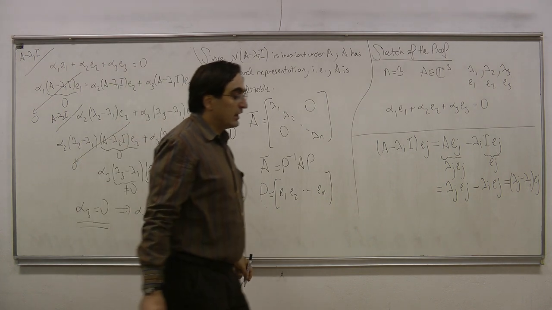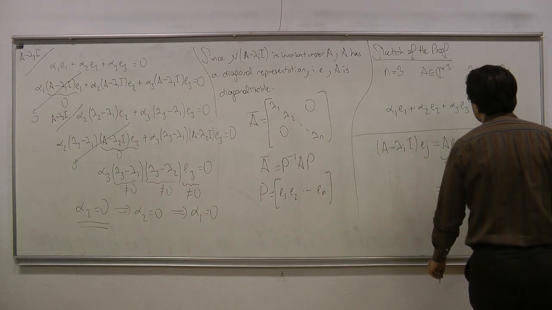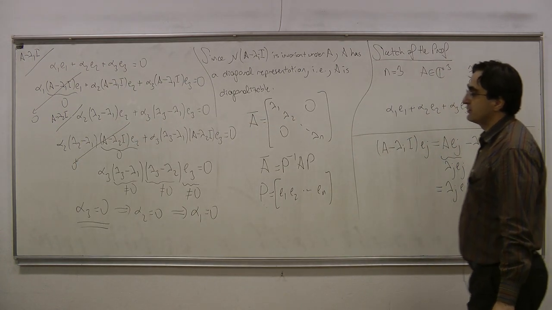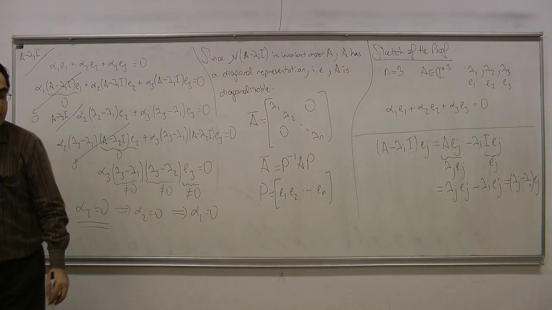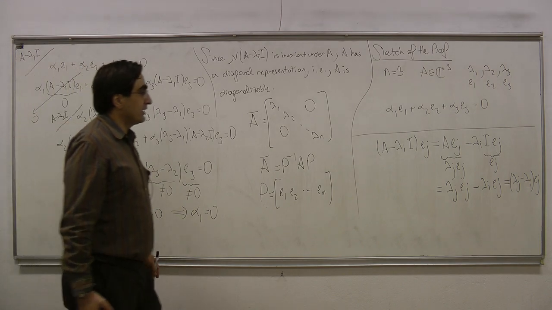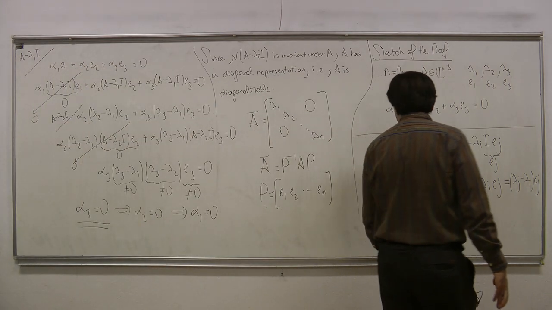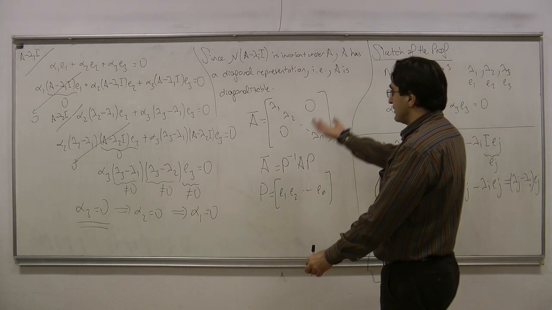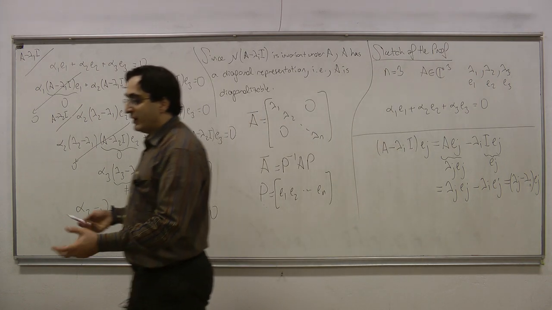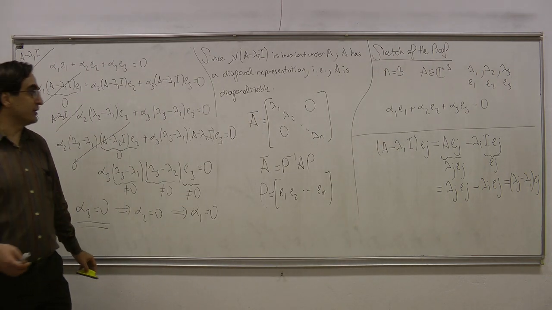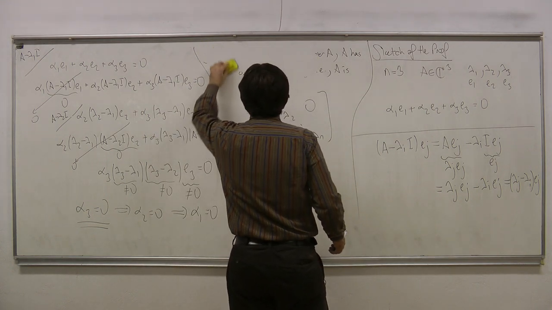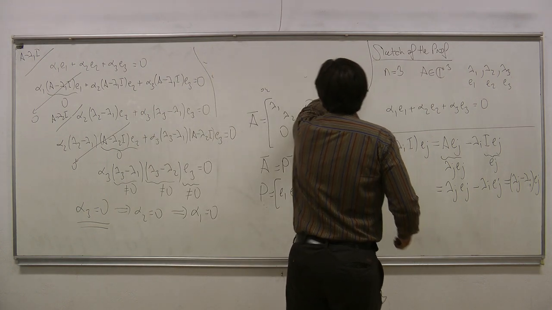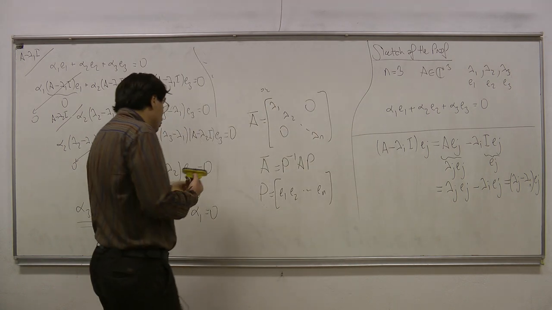So this actually completes the proof that these three eigenvectors should be linearly independent, okay? And if these eigenvectors are linearly independent, then we know that when I obtain a direct sum of these null spaces, I need to obtain the overall space. So this completes the sketch of the proof here.